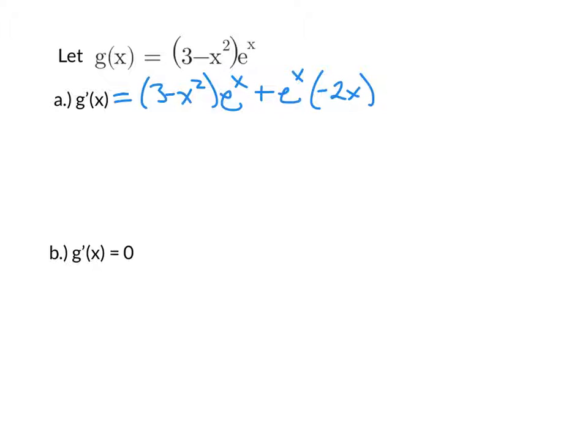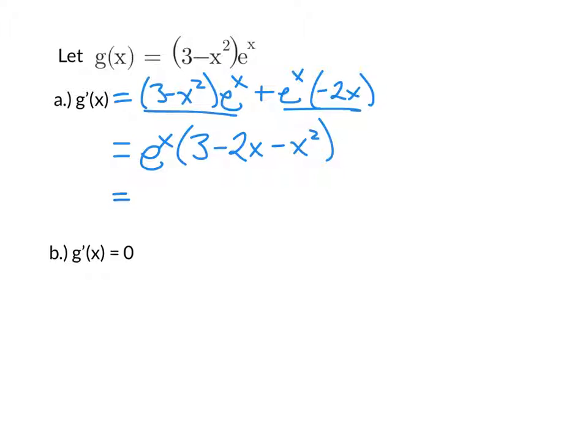We can clean this up a little bit. Both terms, the first term and the second term, have a factor of e to the x, so I'll factor that out. And I'll be left with 3 minus 2x minus x squared, if I were to just put it in order. I like to have it in even better order, so I'd like to factor out a negative 1 as well. Then I'll have x squared plus 2x minus 3.